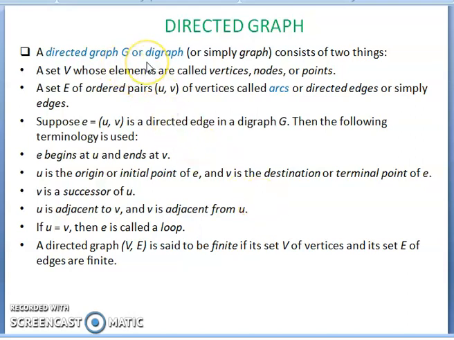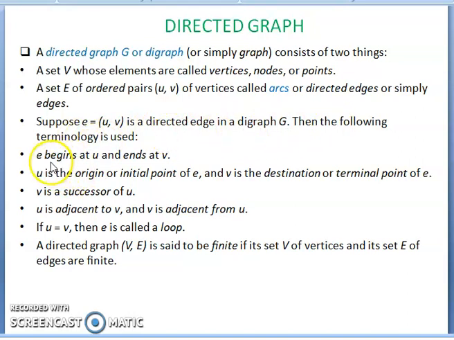A directed graph G, also called a digraph, consists of two things. One is the set of vertices, which are called nodes or points. The other is a set of ordered pairs (u, v) of vertices, called arcs or directed edges. So one is the set of vertices, and the second is the set of arcs or directed edges, or simply edges. Suppose (u, v) is a directed edge in a digraph, then the following terminology applies.